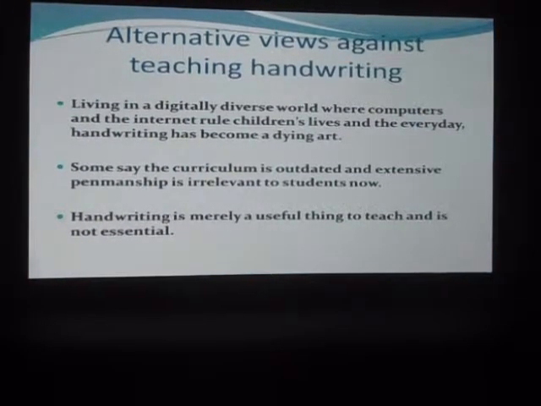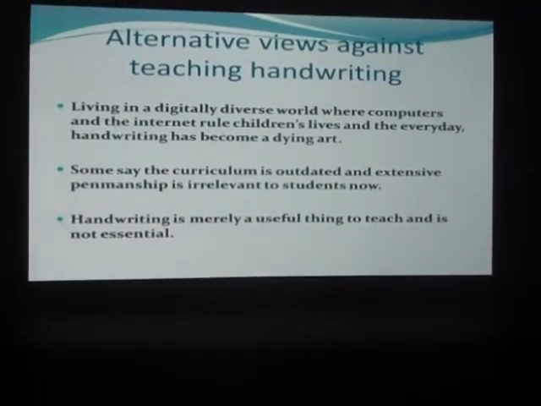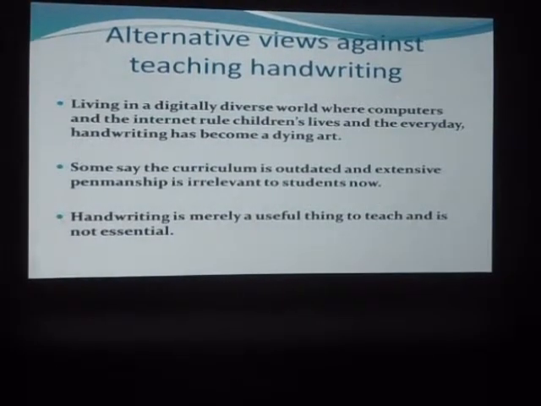Developing arguments for and against. Although handwriting is an important area, there are some arguments against its relevance to teaching it in the 21st century. Living in a digitally diverse world where computers and the internet rule children's lives in the everyday, handwriting has become a dying art which brings to question why it should be taught.